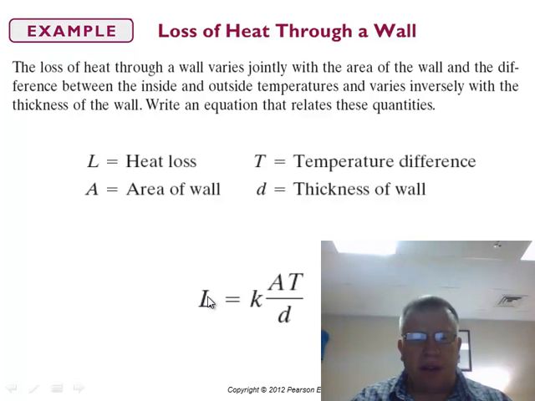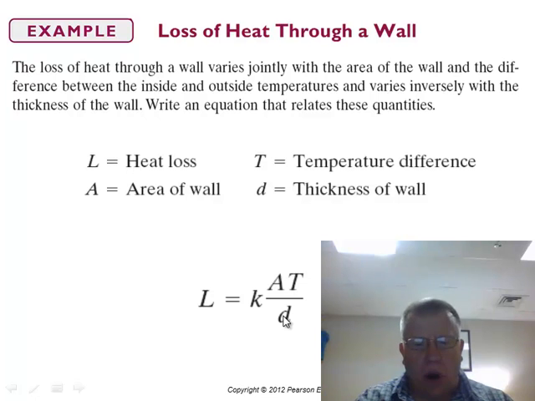And here it is. We have the heat loss, this heat loss right here. It varies jointly. So here's that constant multiple. And so you notice up here, there's both the area and the temperature difference. So when we say that the heat loss varies jointly with area and temperature difference, this is what we mean. L is directly proportional with both of them. So you just multiply those two variables together. And then there's the inverse variance with the thickness of the wall.